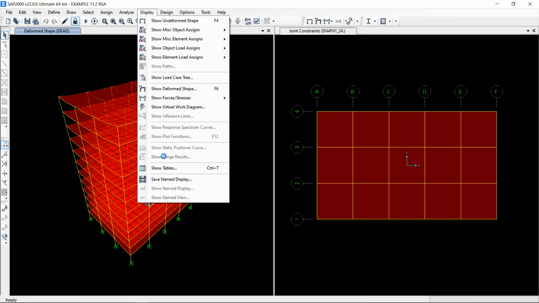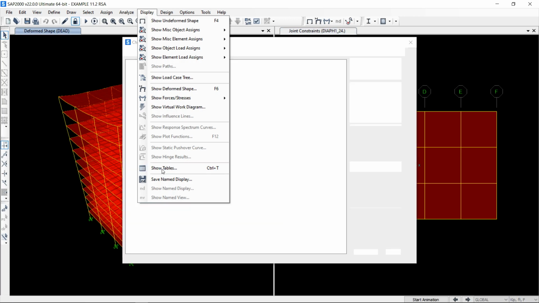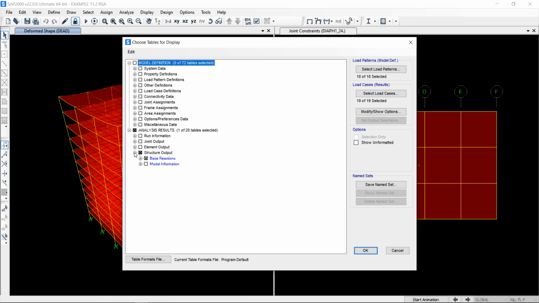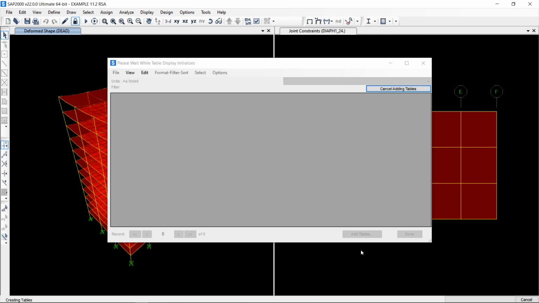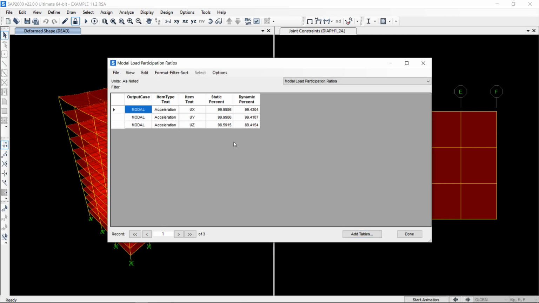Now let us see from the table. We are not interested in base shear now, we are interested in modal participation factor. So here is the modal participation ratio. So it's reaching almost 99%.